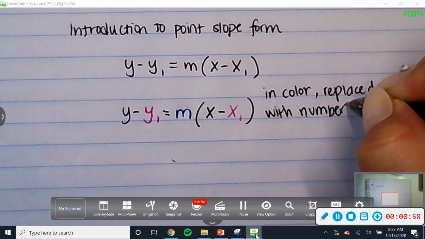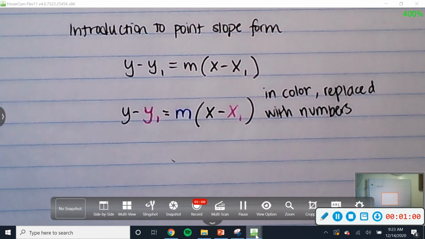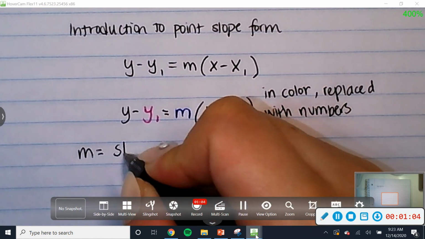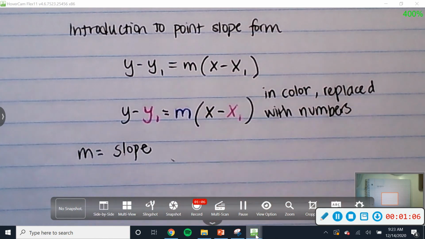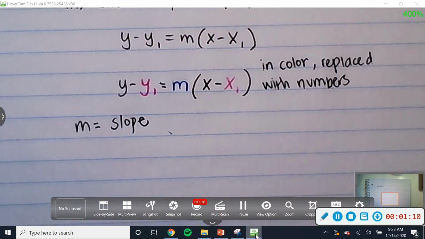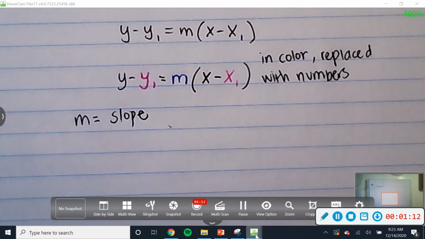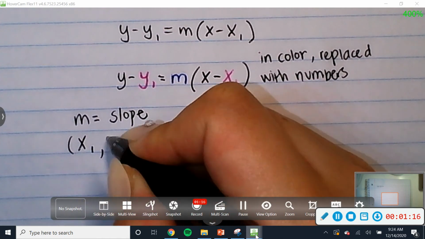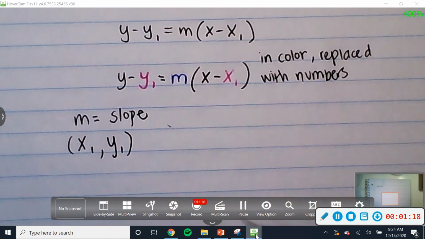And the way that we replace them with numbers is pretty straightforward. We already know that m is our slope. We use this a lot in other forms of equations. So m stands for slope, which we should be familiar with already. x and y are the ones that are a little different here. So I'm going to write here x1, y1.